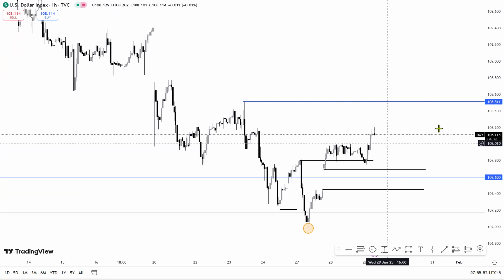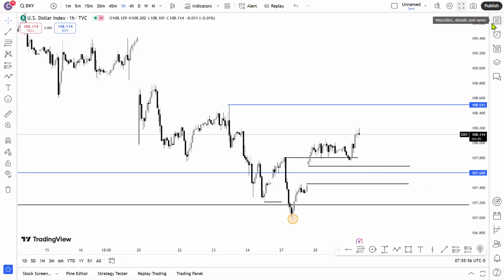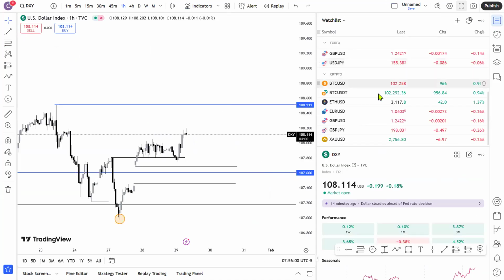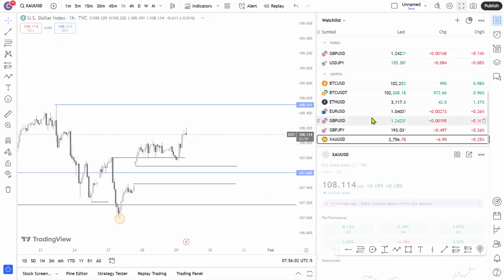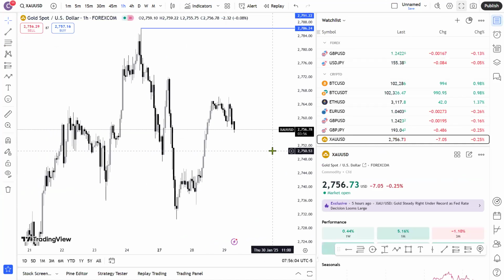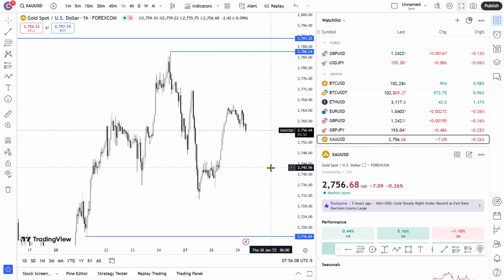Until this is ready, nothing is ready yet. Until the FOMC, I would advise that you shouldn't really take a trade. Just wait and see what price action is going to do. Okay? Wait and see what price action is going to do.